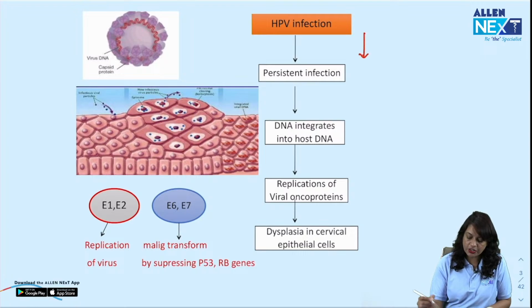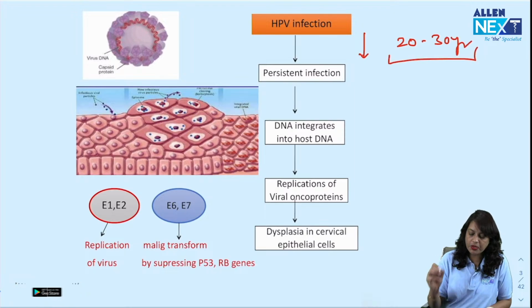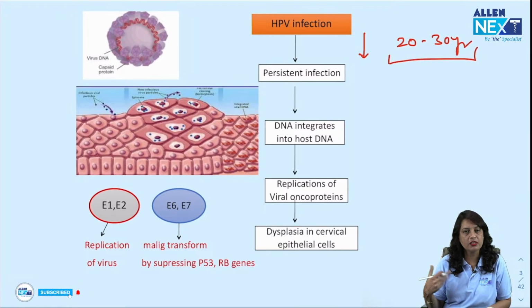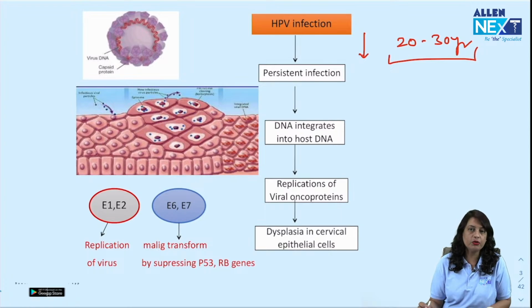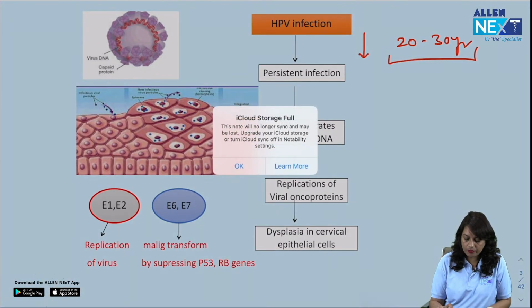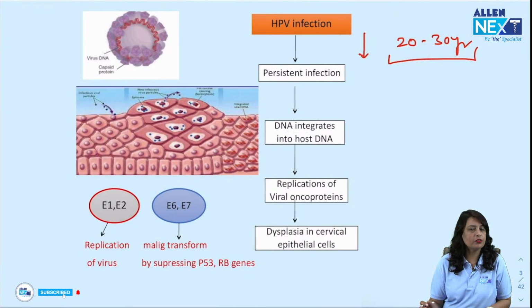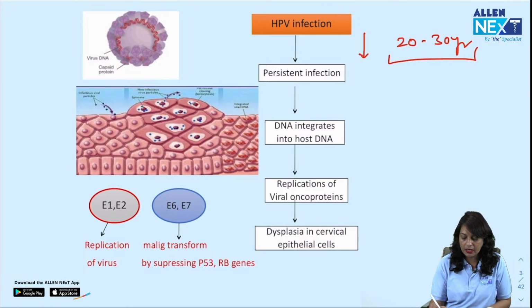Now, HPV infection is very prevalent once the female is sexually active, that is 20 to 30 years of age. Most of the time our body immunity clears out that infection, but in very few cases it persists, when the DNA of the virus integrates into the host DNA and replication of viral oncoproteins takes place. This leads to dysplasia.